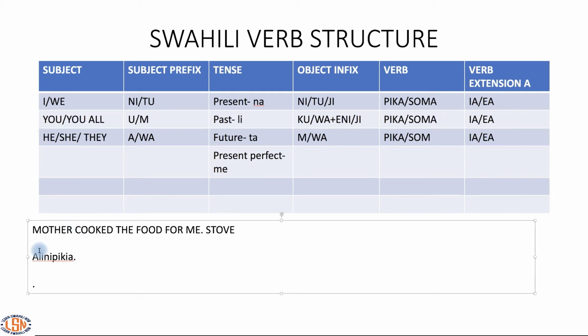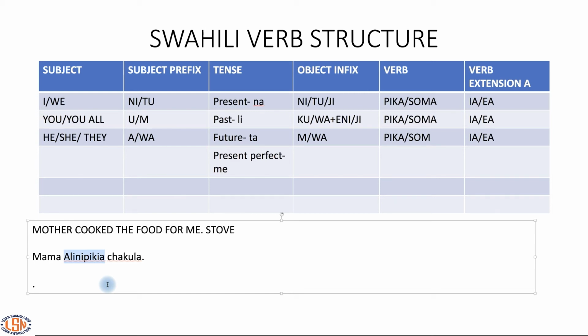So just to fill it out, I can come here and say mama alinipikia. And since people want to know what she cooked for me, I will add chakula. But just that by itself actually makes sense. She cooked for me. Yeah?